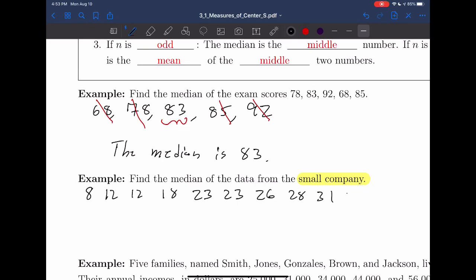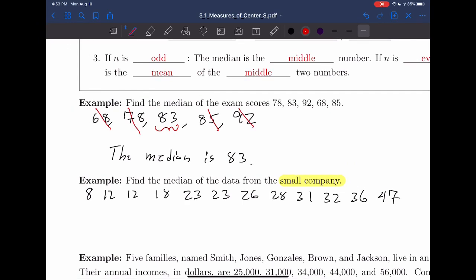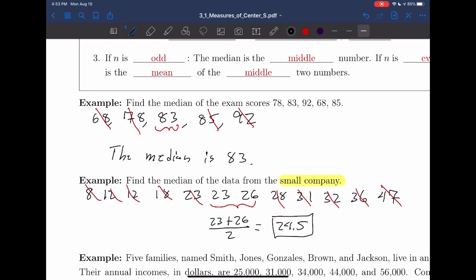Once you do that, what I like to do is cross off each number until you get to the middle. Notice that these two numbers are in the middle. So what you have to do is take the average of these two numbers, which gives you 24.5.